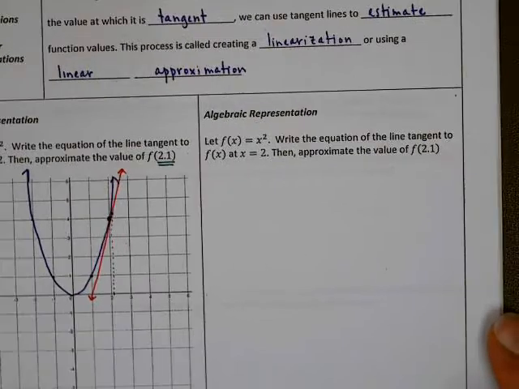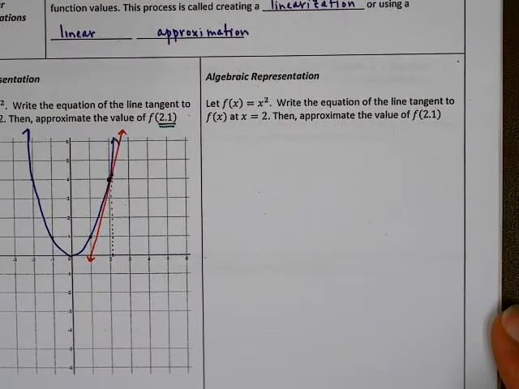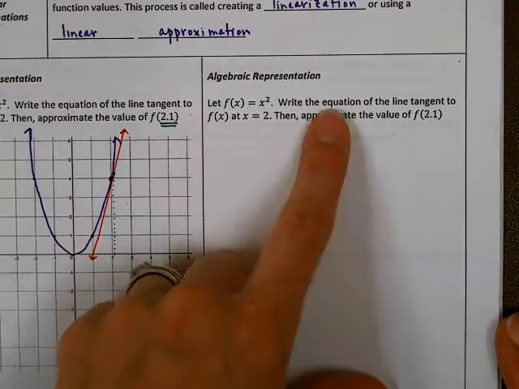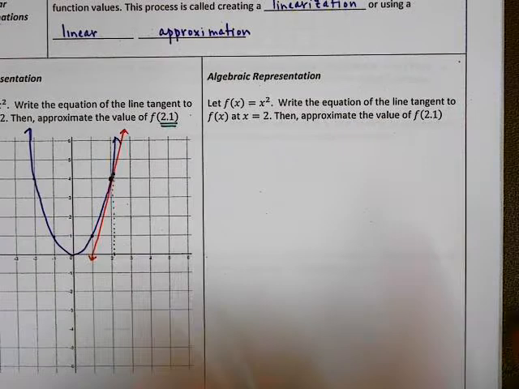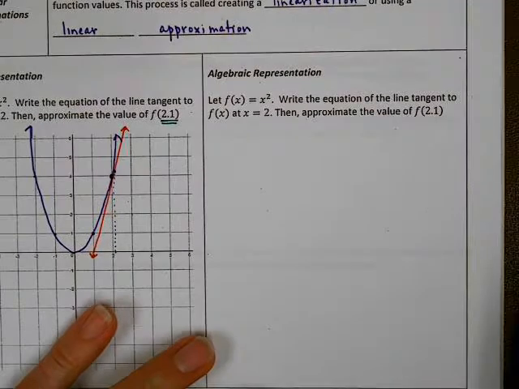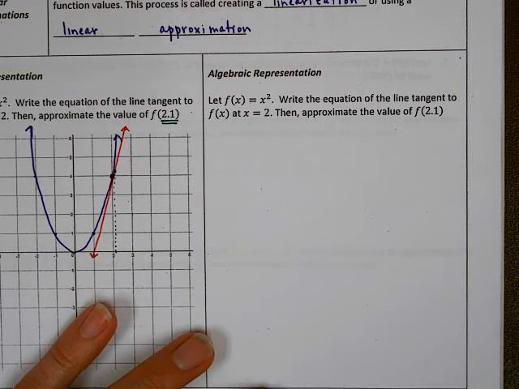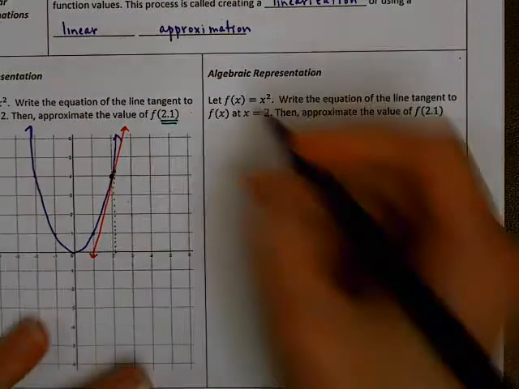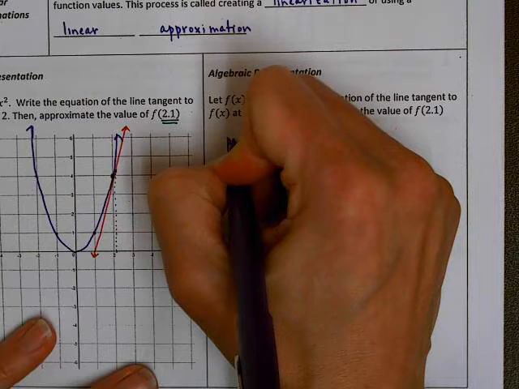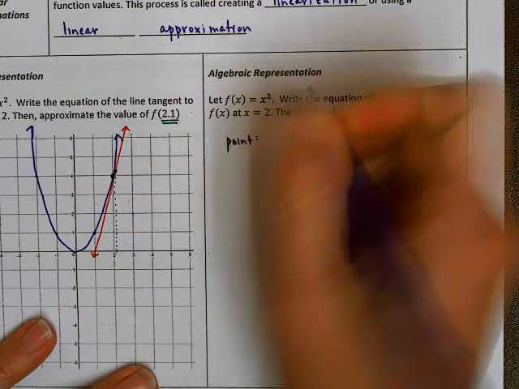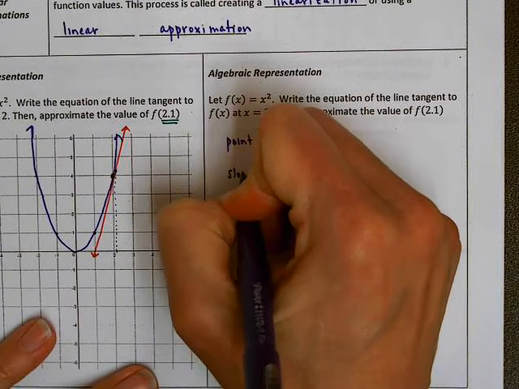So algebraically, let's take a look here. Now, we said that we're using linearizations, which are just tangent lines, to do these approximations. So the first thing is we have to write the equation of the tangent line to create that linearization. Now, to write an equation of tangent line, I need two things. I need a point, and I need a slope.